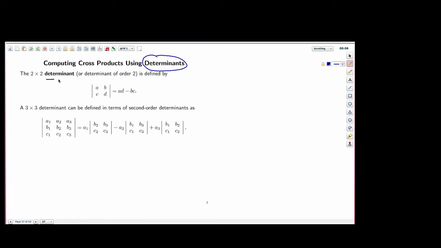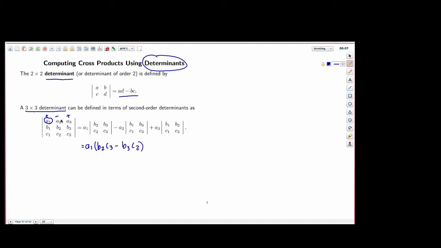The determinant of a 2 by 2 matrix, A B C D, is just AD minus BC. If you want to find the determinant of a 3 by 3 matrix, you go across the top row of your matrix and label it plus, minus, plus. Then you do A1 times the determinant of what you would get if you crossed out A1's row and A1's column. So it would be A1 times the determinant of what's left over: B2 C3 minus B3 C2.